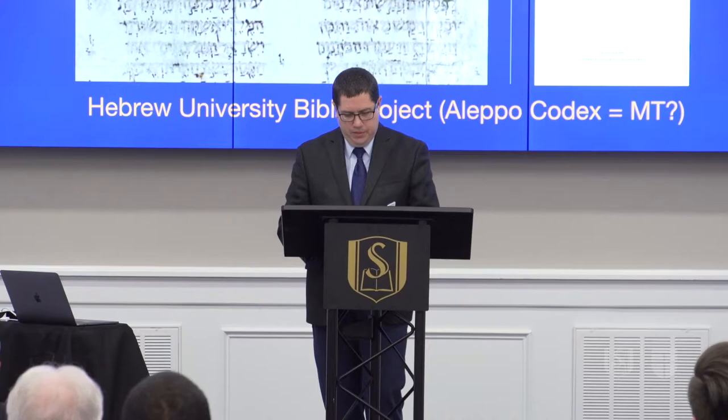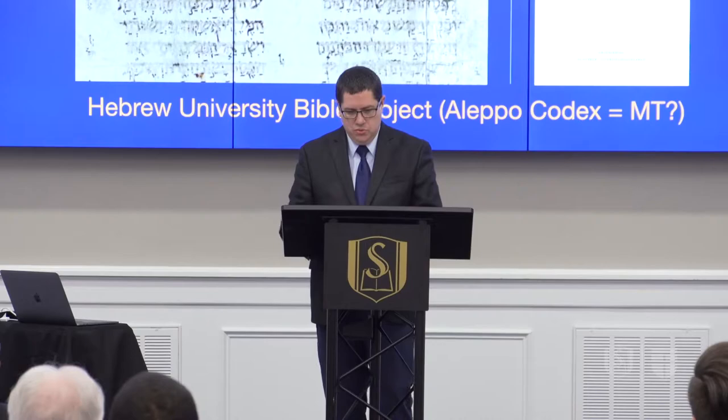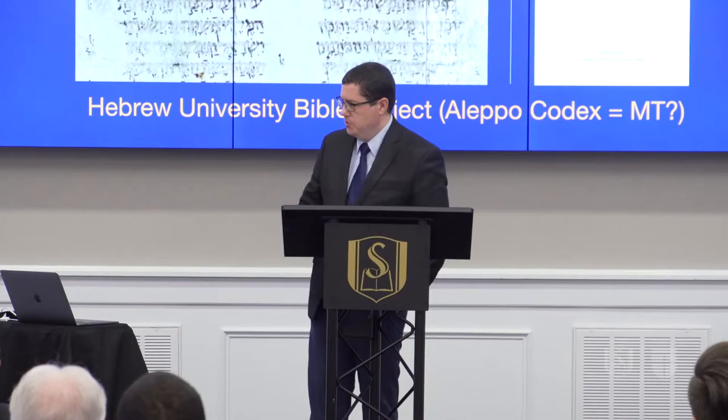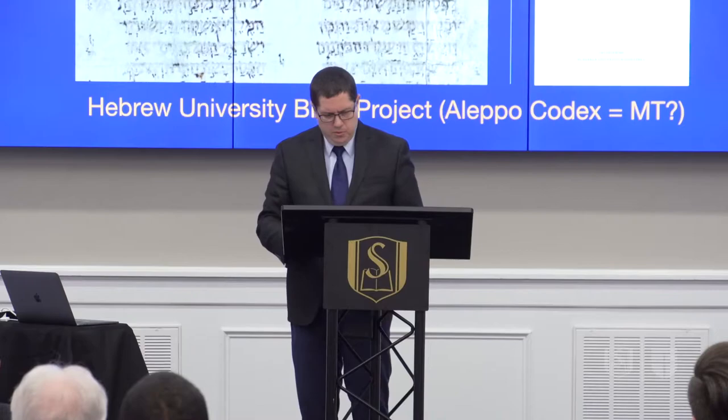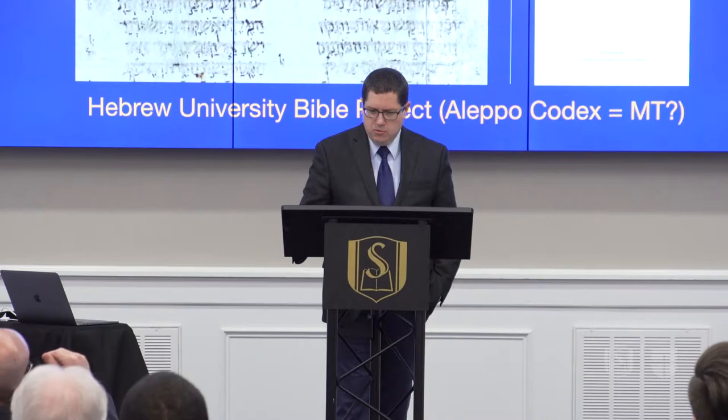In the lost portions, B19A is used in these volumes. By the way, this is an image of the Aleppo Codex here. While both of these manuscripts are exceptional copies, neither is an exact representation of the MT tradition. This fact is demonstrated by comparing the various textual notes and the Tiberian treatises on the text.